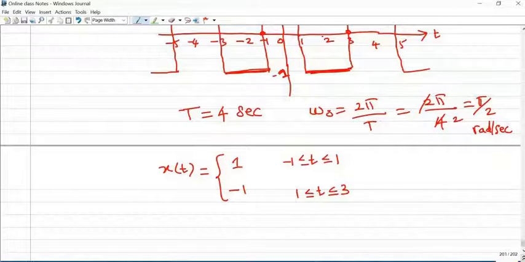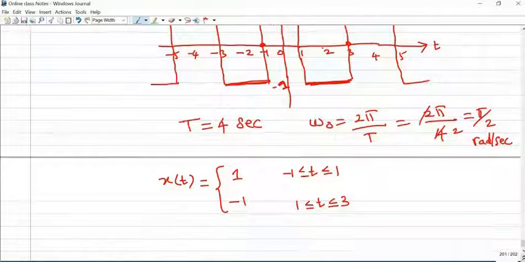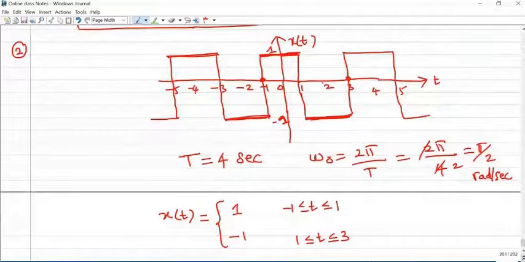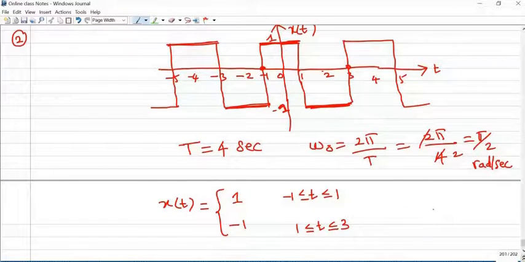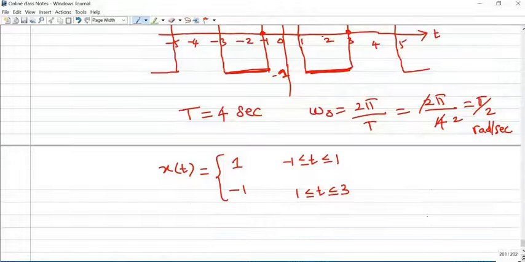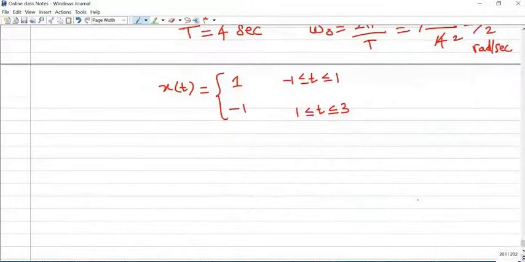Now find the Fourier series coefficients. It is an even signal actually. For an even signal, what are the characteristics? Of a naught, an and bn, which one is 0? For an even function x of t, bn equals 0. Or you can solve for bn to check whether it is 0 or not. Anyway, a naught and an we must calculate.